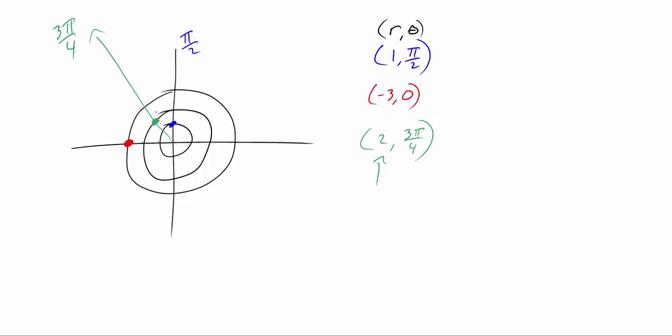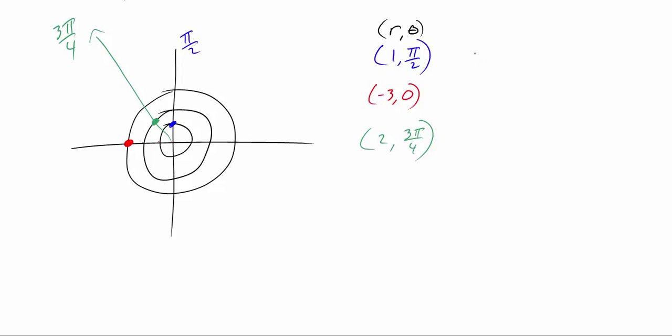So keep in mind, the positive and negative has nothing to do with necessarily going left or right. Positive means we're going to go in the direction that we are facing the angle. The negative means we're going to go in the opposite direction that we're facing the angle.